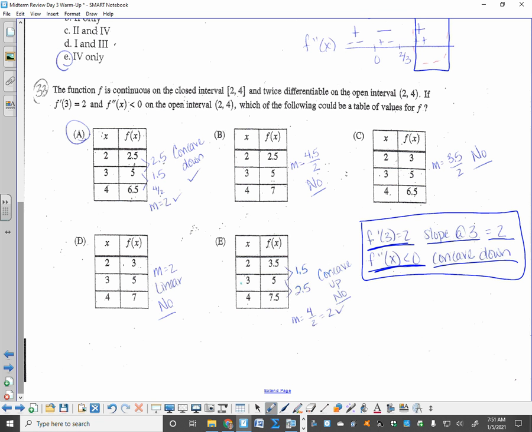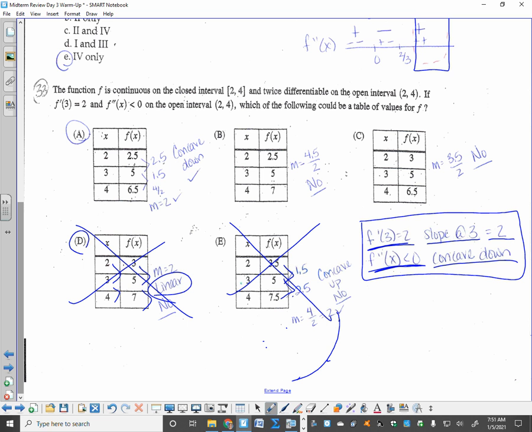Just to, like, let's look at D. D has a slope. This is increasing by 1 each time. This is increasing by 2 each time. So he is linear, and that's not going to be concave down. This one, I can look at and say, okay, he's increasing by 1.5 and then increasing by 2.5, and so that's going to be concave up because he's increasing a little bit and then a little bit more. So that's going to make him concave up.